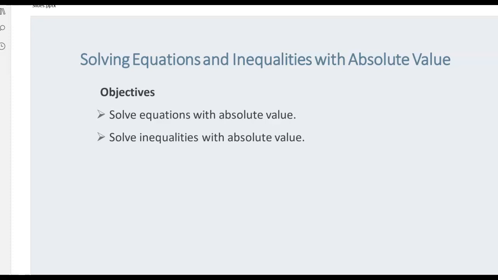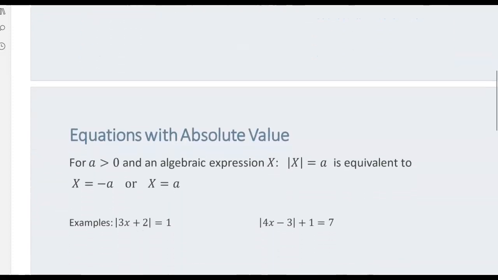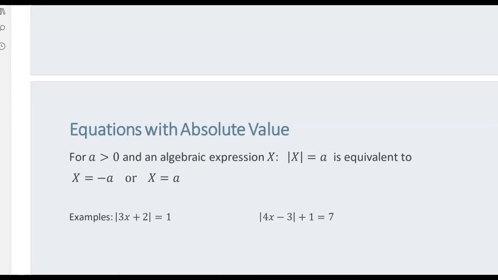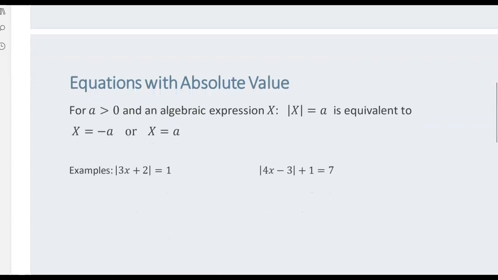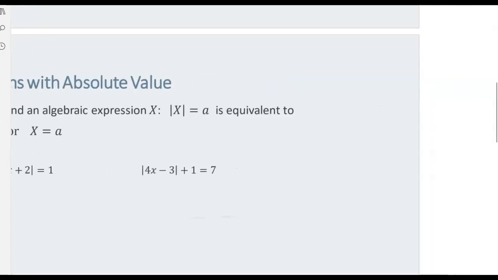In this video, we will look at solving equations that have absolute values in them, both equations and inequalities, things with less than or greater than symbols in them. Remember that absolute value is equivalent to the distance from zero. So when I have an expression that says that the absolute value of something is equal to a particular number, that means that it is equal to either the positive value or the negative value.